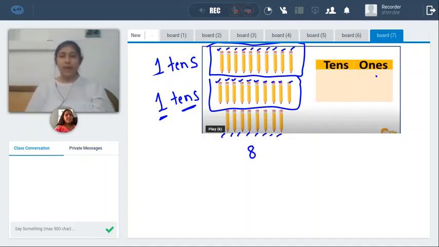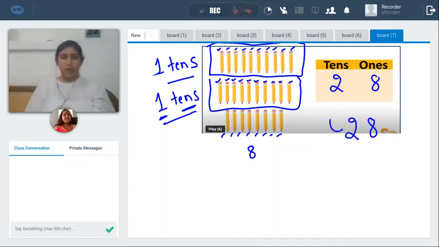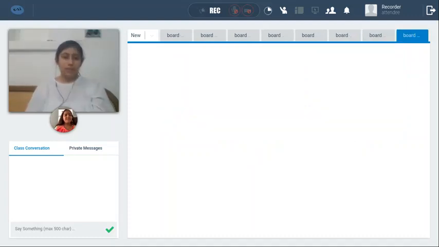Okay, so I'm going to place 8 here and 2 here. Why have I placed 2 under tens? Because we have 2 tens. Okay, so the number becomes 28. So here I have placed 2 at tens place and 8 at ones place. Okay, good. So we'll do one more example like that and we'll see if we're able to do it. Okay, I'll help you with that.